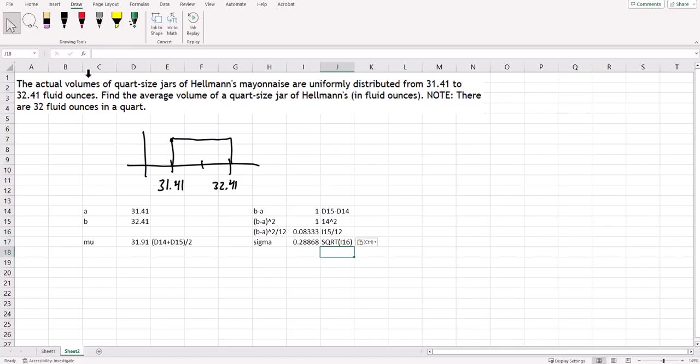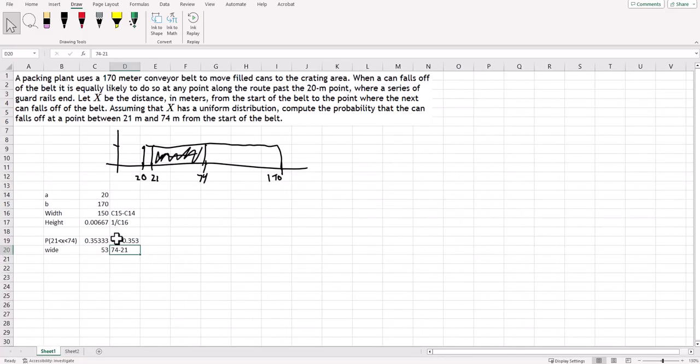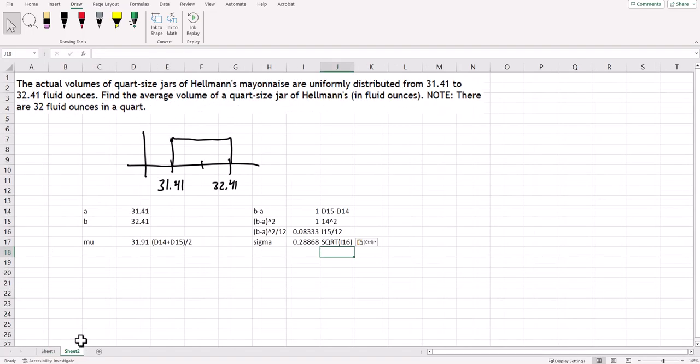So again, a little bit with uniform distributions here. We had finding an interval, drawing a picture, finding a probability, and then doing a mean and a standard deviation. So I'll probably come back and do a percentile problem in the next one.